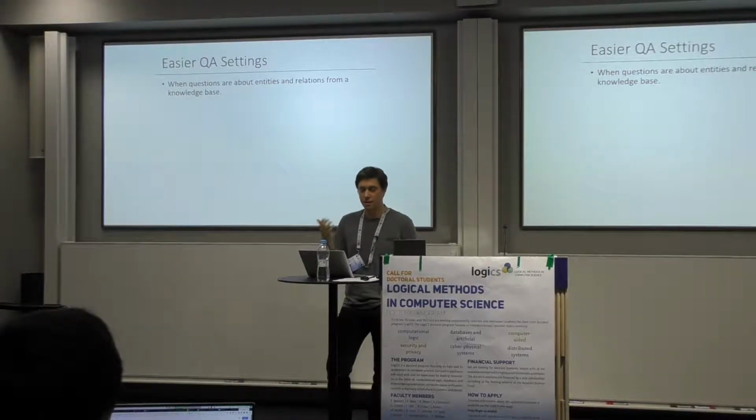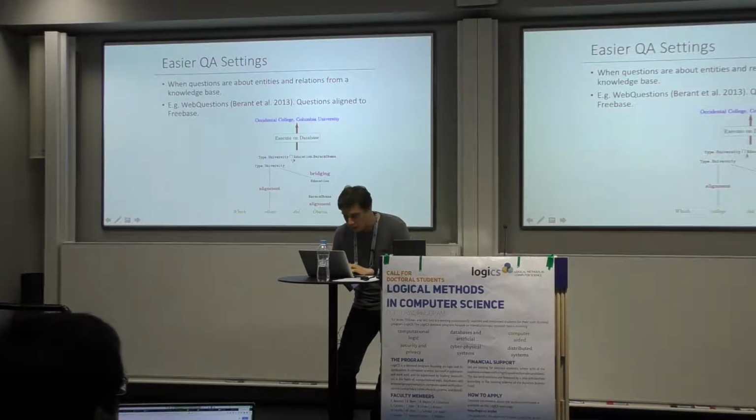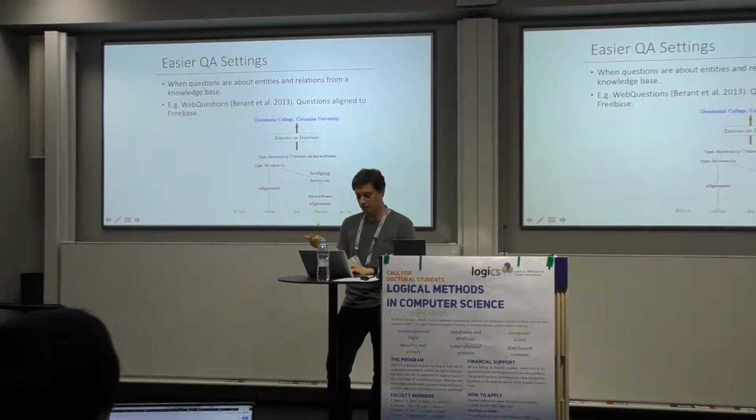By contrast, easier QA settings, for example, would be when the questions are about entities and relations that are in some existing knowledge base. So for example, WebQuestions, these questions are aligned to the knowledge base Freebase. So you might have the question, which college did Obama go to? Those are all entities within Freebase, and the relation is also a standard relation from the Freebase knowledge base. So that's an easier setting.